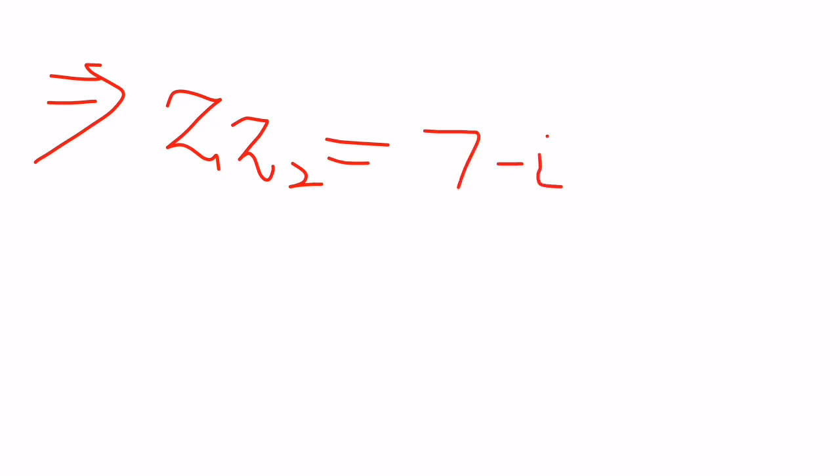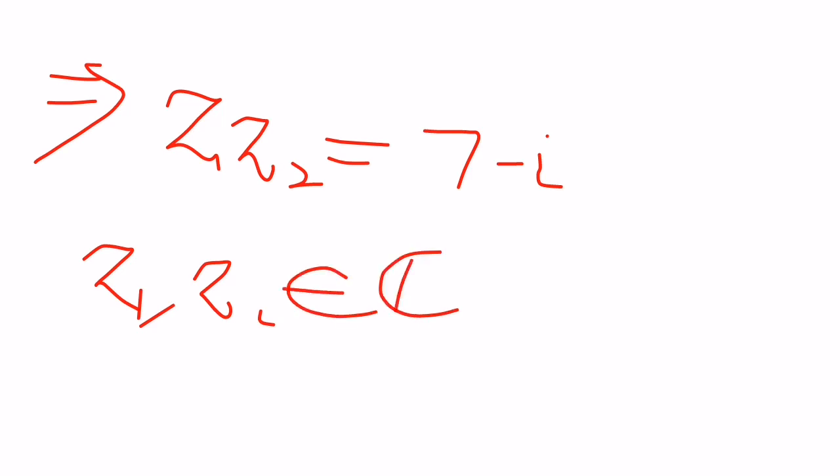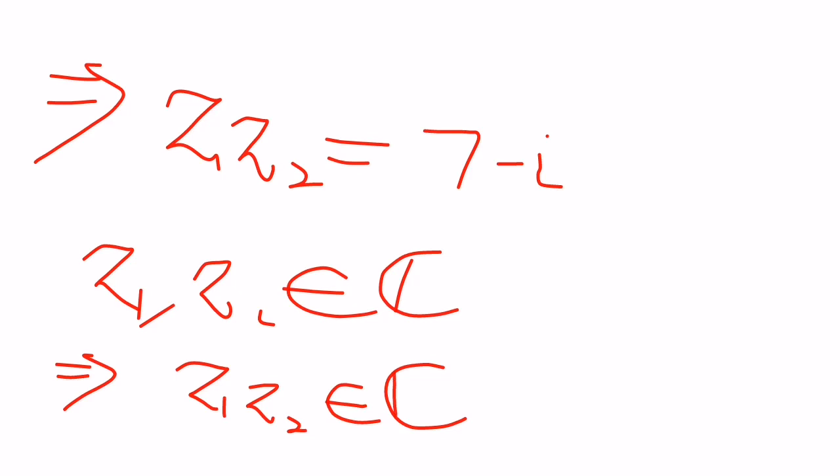So which implies z1 z2 becomes 7 minus iota, which implies that if z1 and z2 belong to complex numbers, then their product z1 z2 also belongs to the set of complex numbers.